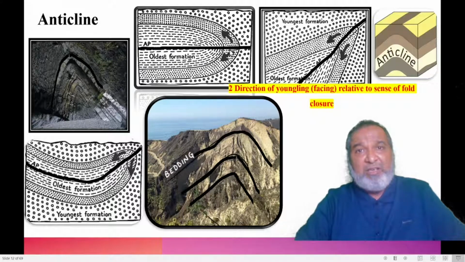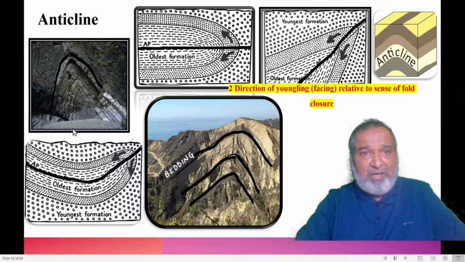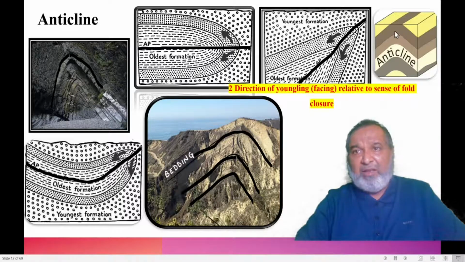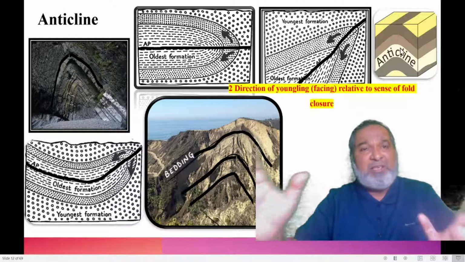Now I can see here it is horizontal. Limbs are dipping opposite. Axial plane is inclined. It is curvilinear. Now I can see the photographs. This is anticline, very clear photograph. This is also anticline, and this is the block diagram. So that is the anticline.